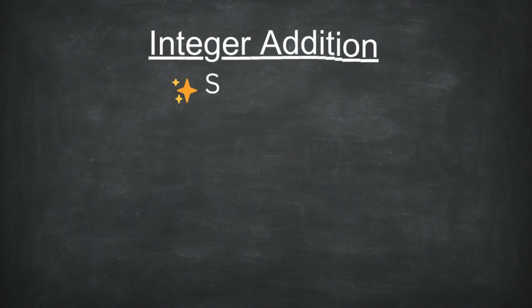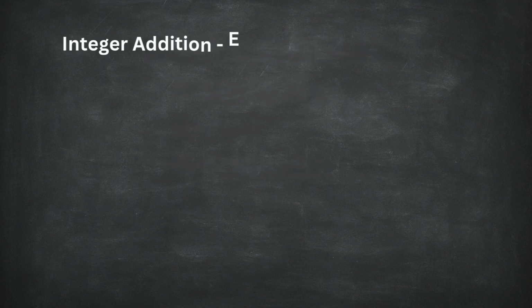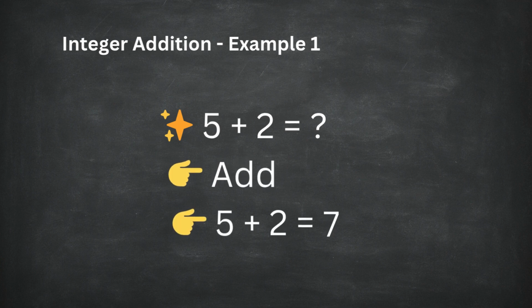The rules are very easy. When both numbers have the same sign, we simply add them and keep the same sign. For instance, 5 plus 2. Both are positive, so we add. 5 plus 2 is 7 and the answer is positive 7.